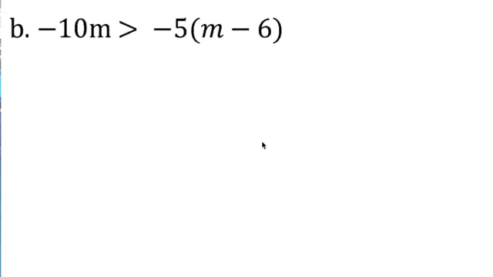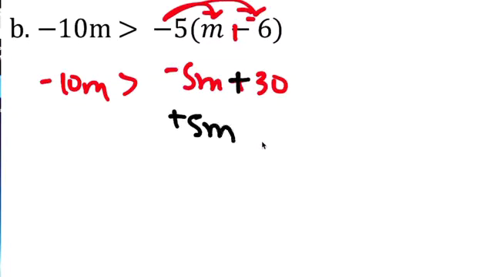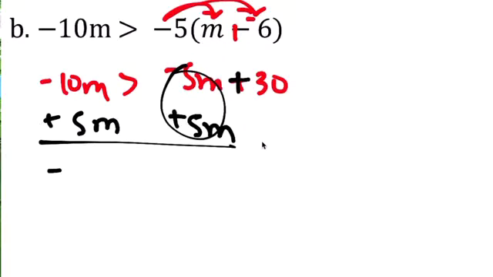Now this one here, you distribute. Okay, negative 5m, additive inverse. It's a positive 30. Negative 10m is greater than. Okay, you make 0 on the plus side, add 5m, add 5m, 0, get negative 5m is greater than positive 30, or just 30, you don't need to write the positive.